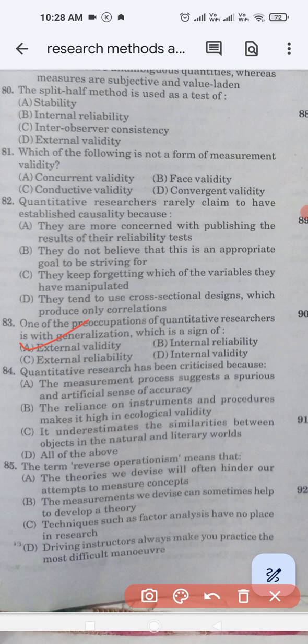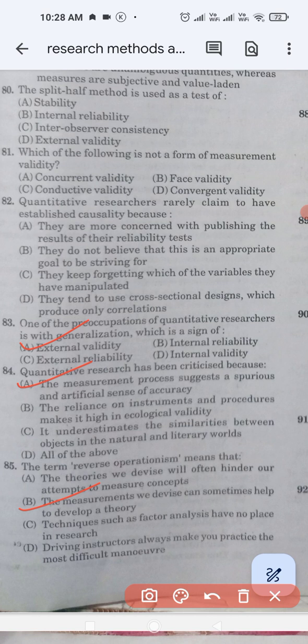Now question number 79. The difference between measures and indicators is that: option A, measures are unambiguous quantities, whereas indicators are devised from common sense understandings. Option B, indicators have more direct relationship to the underlying concept than measures. Option C, measures are intuitively devised and then applied as if they were direct indicators of the concept. And option D, indicators are unambiguous quantities, whereas measures are subjective and value laden. So the correct answer is option A, measures are unambiguous quantities, whereas indicators are devised from common sense understanding.